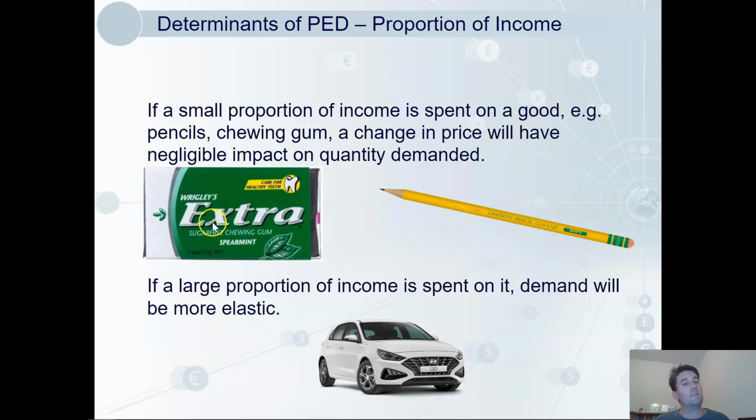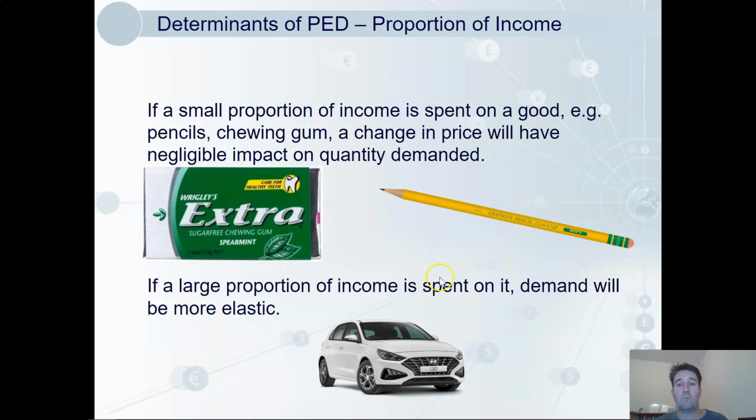So another example like this would be chewing gum. We don't care if the price changes too much, so we don't respond. We have inelastic demand. Goods which take up a large proportion of our income, however, are different.